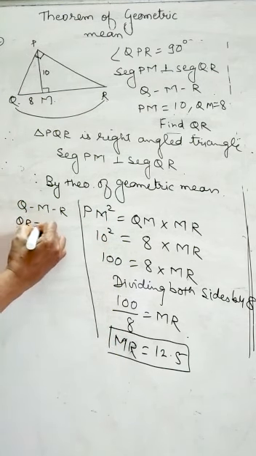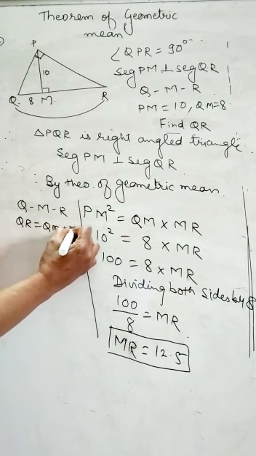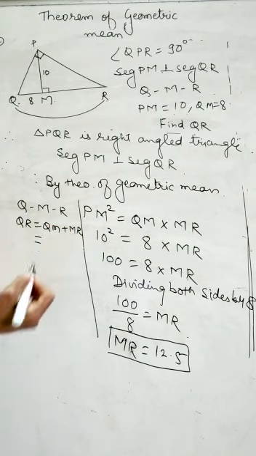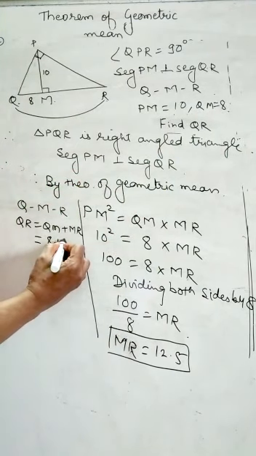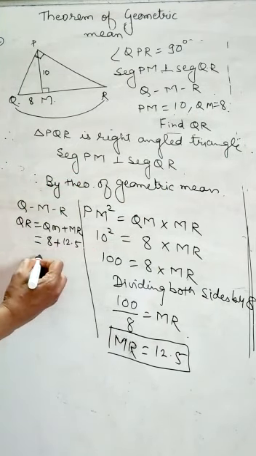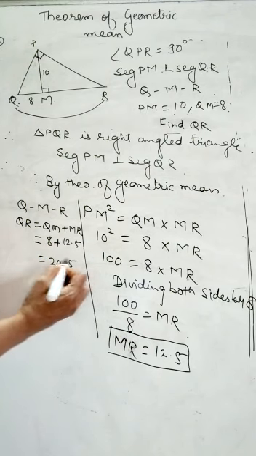QR is equal to QM plus MR. QM, it is 8, MR 12.5, that is 20.5.